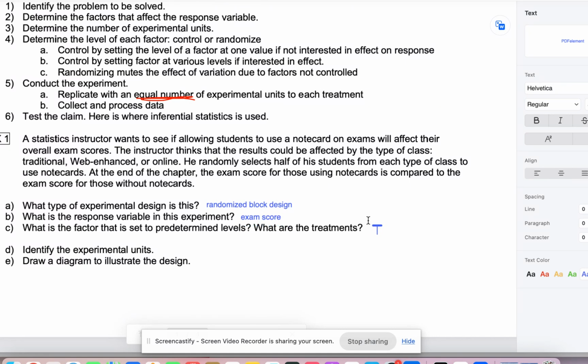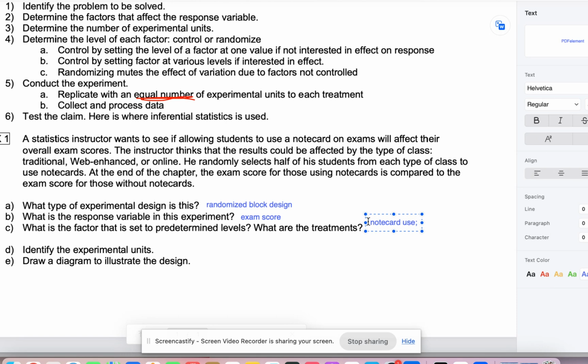What is the factor that is set to predetermined levels? So meaning that the instructor is saying you have this and you have that. So that in this case would be note card use, because that is being predetermined by the instructor. It's not just something like your eye color or your GPA or whatever. This is set to predetermined levels. The instructor is saying, okay, from this randomization, this person is selected to use a note card, this person is not. So, note card use is set to predetermined levels.